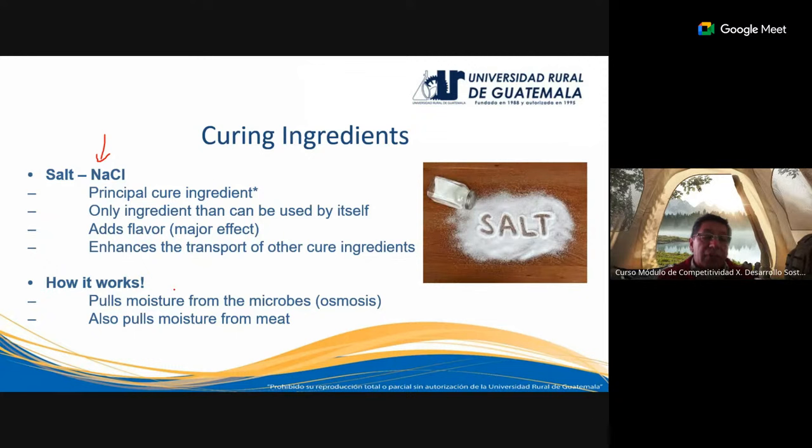And how it works: salt pulls moisture from the microbes by the process of osmosis. Salt also pulls moisture from meat. In other words, salt removes water from meat cells and from microbes, so they are not able to survive without water. So this is the effect that salt produces over or through the meat and microbes. Now let's continue.